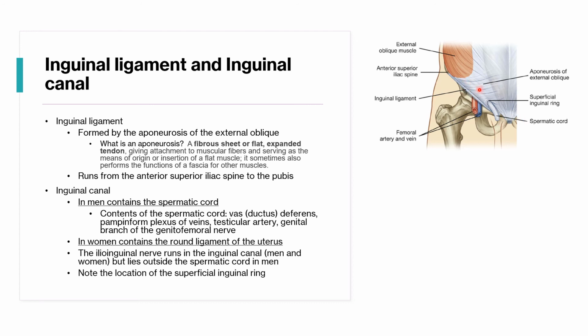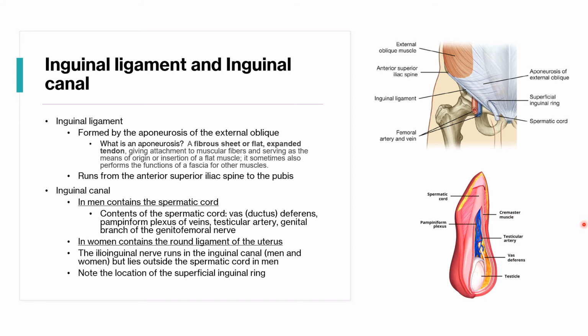The inguinal canal, which is here, contains the spermatic cord in men. So here's your spermatic cord. The contents of the spermatic cord include the vas deferens, otherwise known as ductus deferens, the pampiniform plexus of veins, the testicular artery, and the genital branch of the genitofemoral nerve, which is not really shown here. In women, the inguinal canal contains the round ligament of the uterus. The ilioinguinal nerve runs in the inguinal canal in both men and women. However, it lies outside the spermatic cord in men. And also note the location of the superficial inguinal ring.